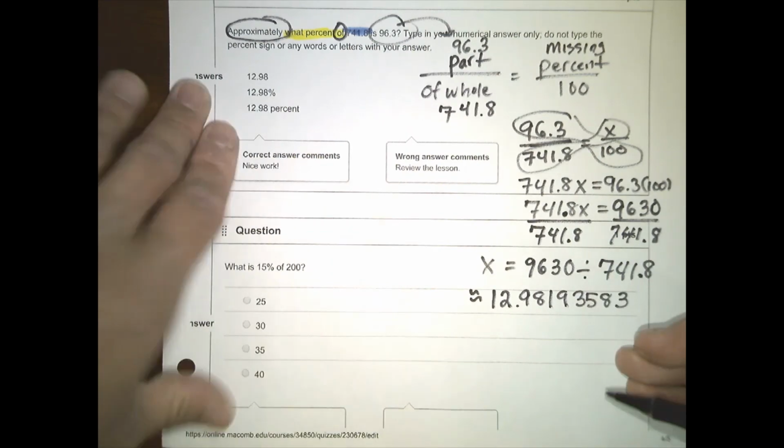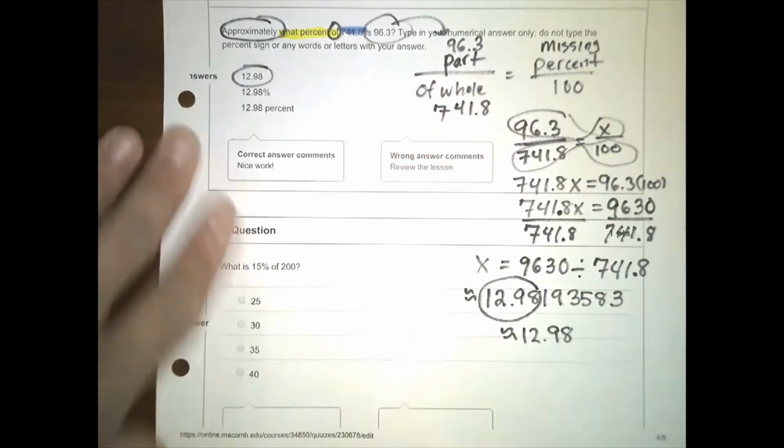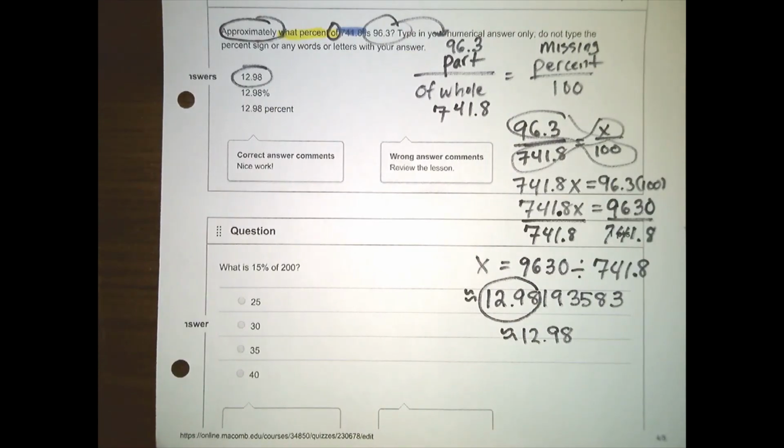12.98193583. And this wants it to be an approximate answer. So I'm going to round this to, let's say, just the nearest hundredth here. If it doesn't tell you, usually 2 decimal places is okay. So I just have 12.98%. All right, so there is an example of when the answer might not come out to be an exact answer, but then an approximate answer is asked for. So those are all examples of solving percent problems using the percent proportion.